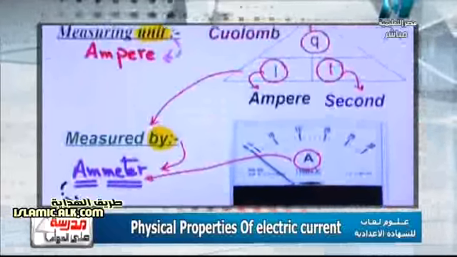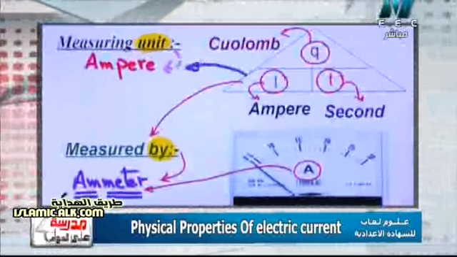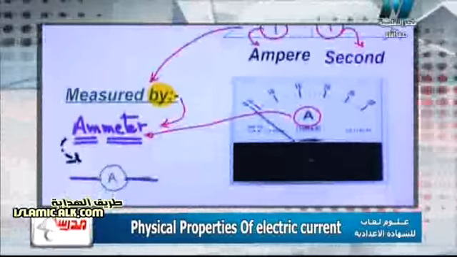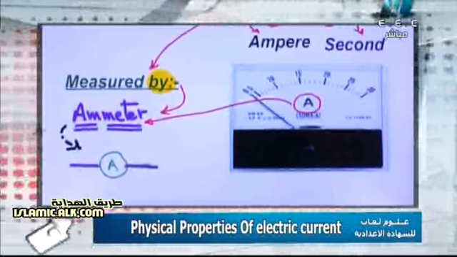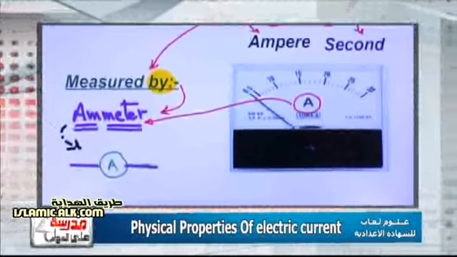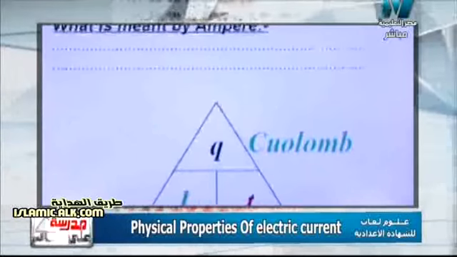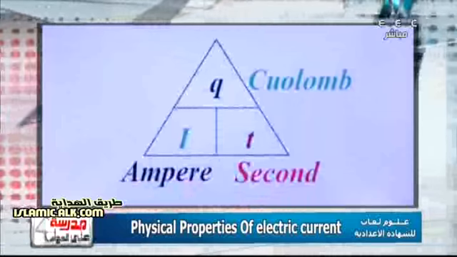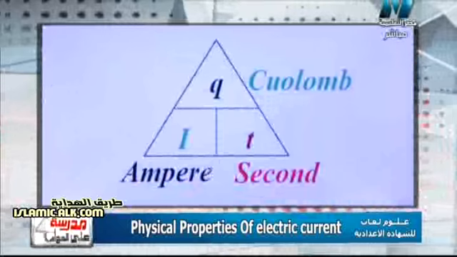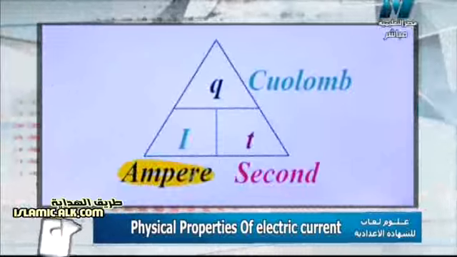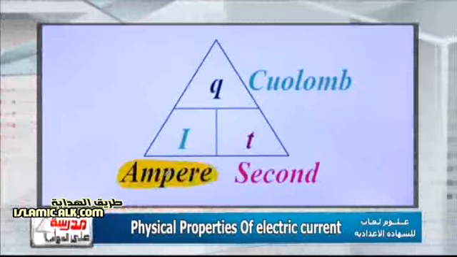So we know the measuring unit of the electric current intensity is ampere, and electric current intensity is measured by an ammeter. How can we connect an ammeter in the electric circuit to measure the electric current intensity? Before that, we should know what is meant by ampere. We will go to the magic triangle to ask about ampere, the measuring unit of the electric current intensity. But here we should define ampere from the magic triangle.